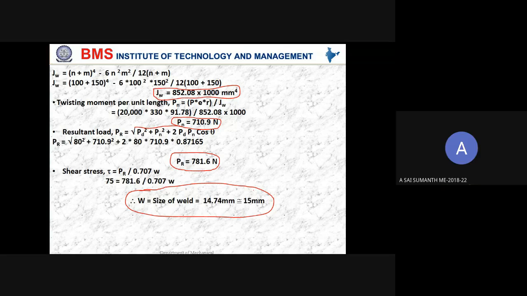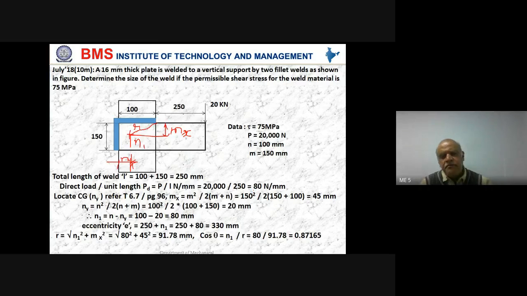Check whether you are getting this. Show the previous page once. This is theta. So cos theta is adjacent by hypotenuse. Therefore, it's N1 by R.